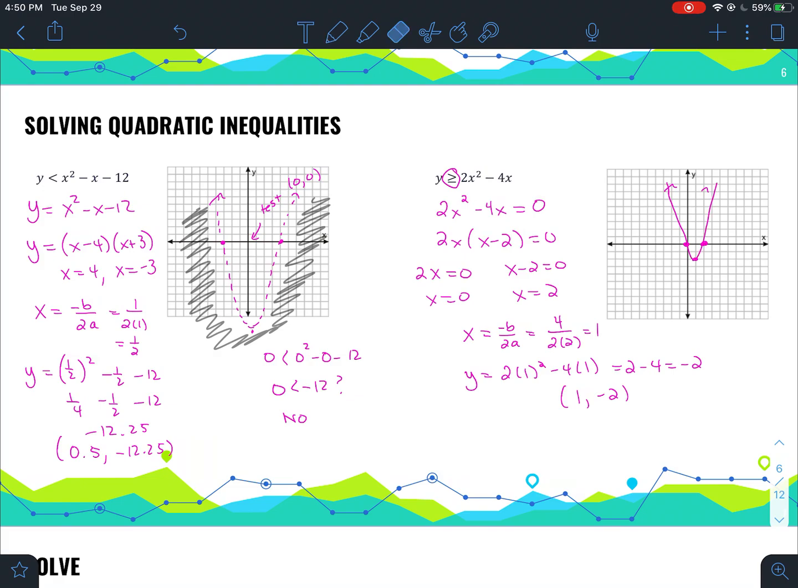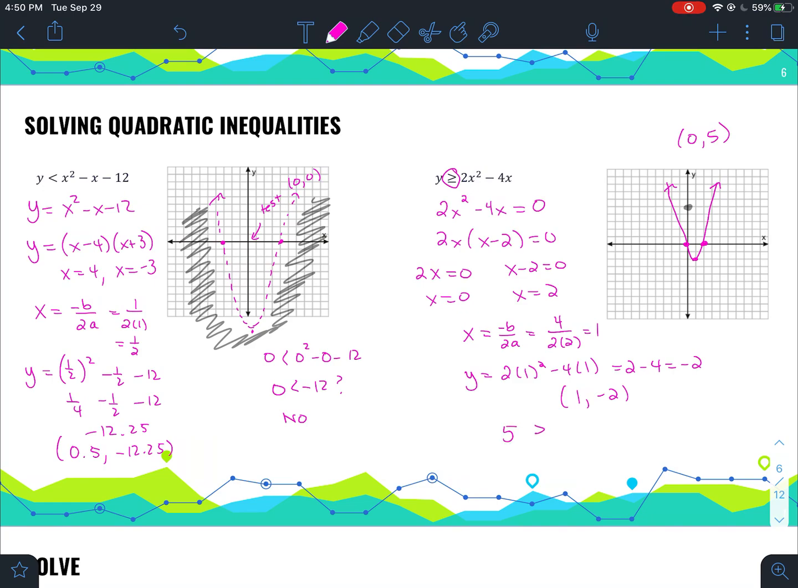You have to test a point that's not on the parabola. So I can't test 0, 0 because 0, 0 is on the parabola. So I'm just going to test this point right here, which is the point 0, 5. So if x is 0 and y is 5, is that going to be part of my solution?